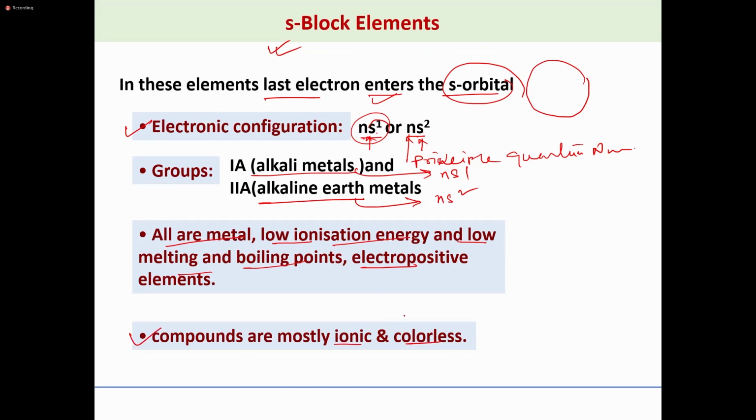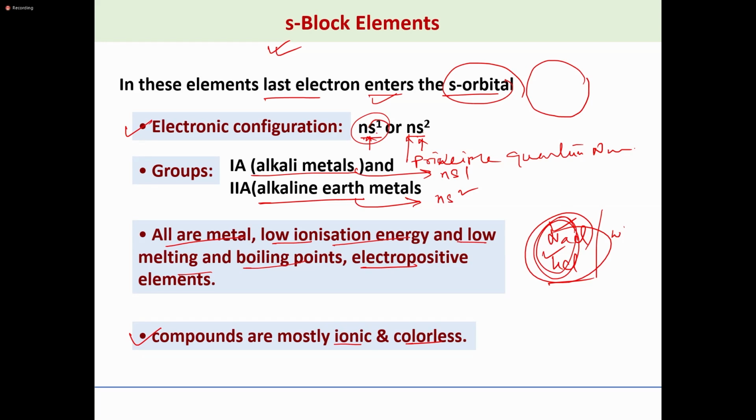Like sodium, potassium salts: this is NaCl, and KCl. These salts are colorless. This is white. So sodium, potassium, all alkali metals are present, and the compounds containing these alkali metals are colorless.